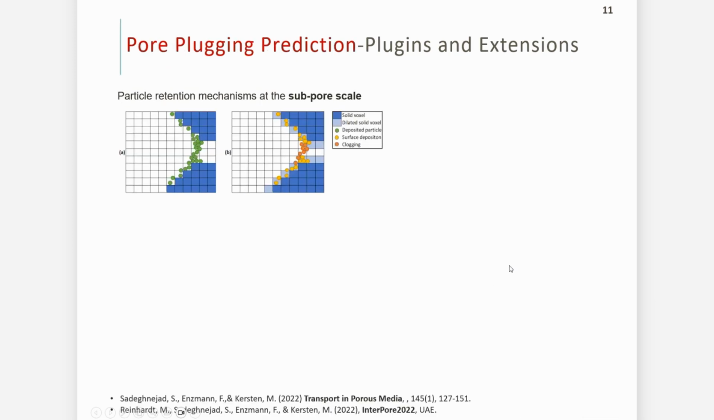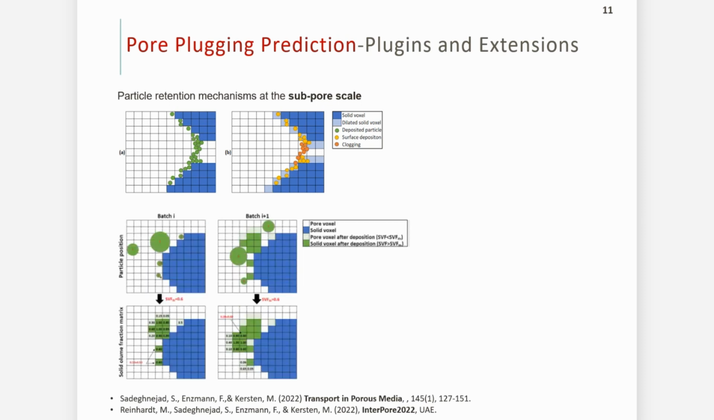We didn't stop here, and we went forward to another research with the help of the code we have developed, and we went for particle retention mechanisms at the sub-pore scale. With the presentation this morning about sub-pore scale, ours is a little bit different. By sub-pore scale, we mean that the size of our particles is much smaller than each voxel size. It means that we need several particles to fill a voxel, and it makes the simulation much more difficult.